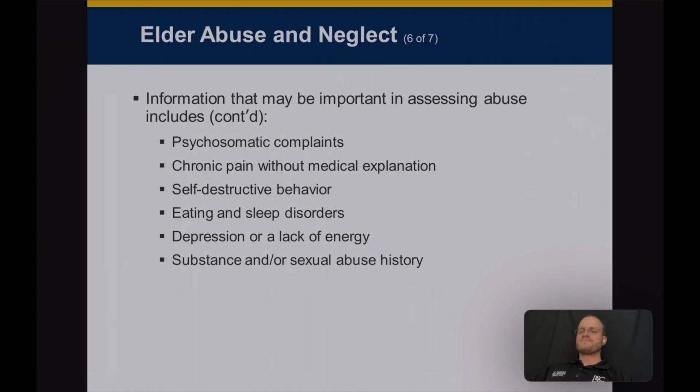And so, information that may be important in assessing abuse includes the psychosomatic complaints. So, the psychosomatic complaints, these are things that you can't see. So, this would be like nausea, fatigue, weakness, stuff like that. Chronic pain without medical explanation, self-destructive behavior like pulling out their hair or hitting themselves or something like that, refusing to take medication, not eating or sleeping disorders, depression or lack of energy, substance and or sexual abuse history. Those would all be things to know.